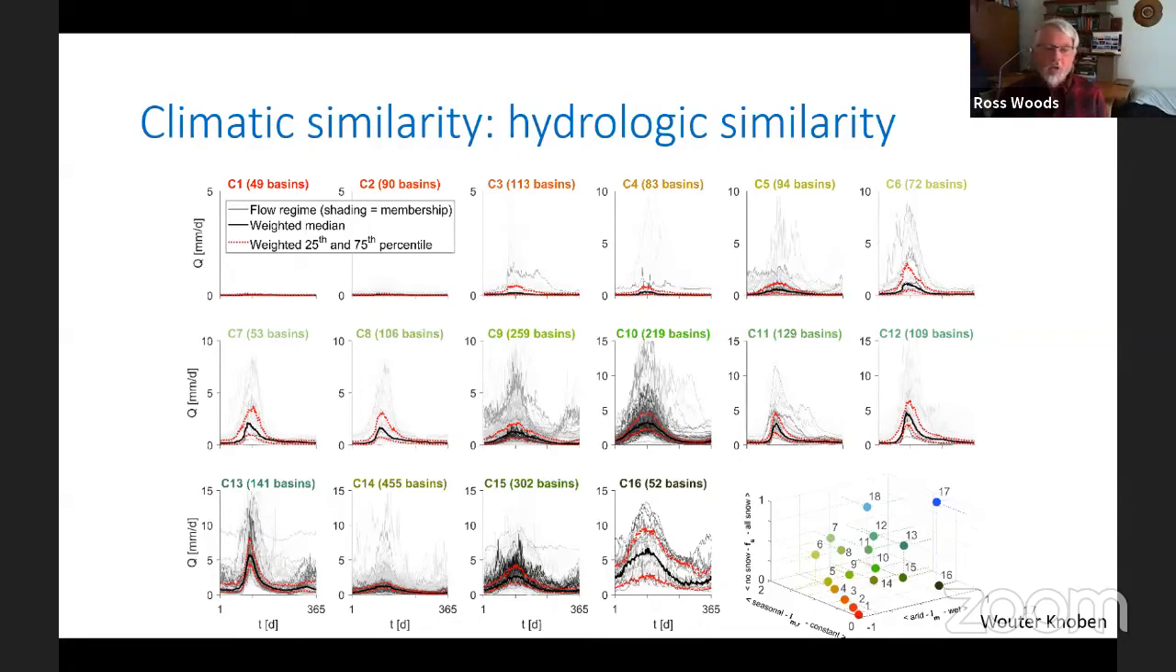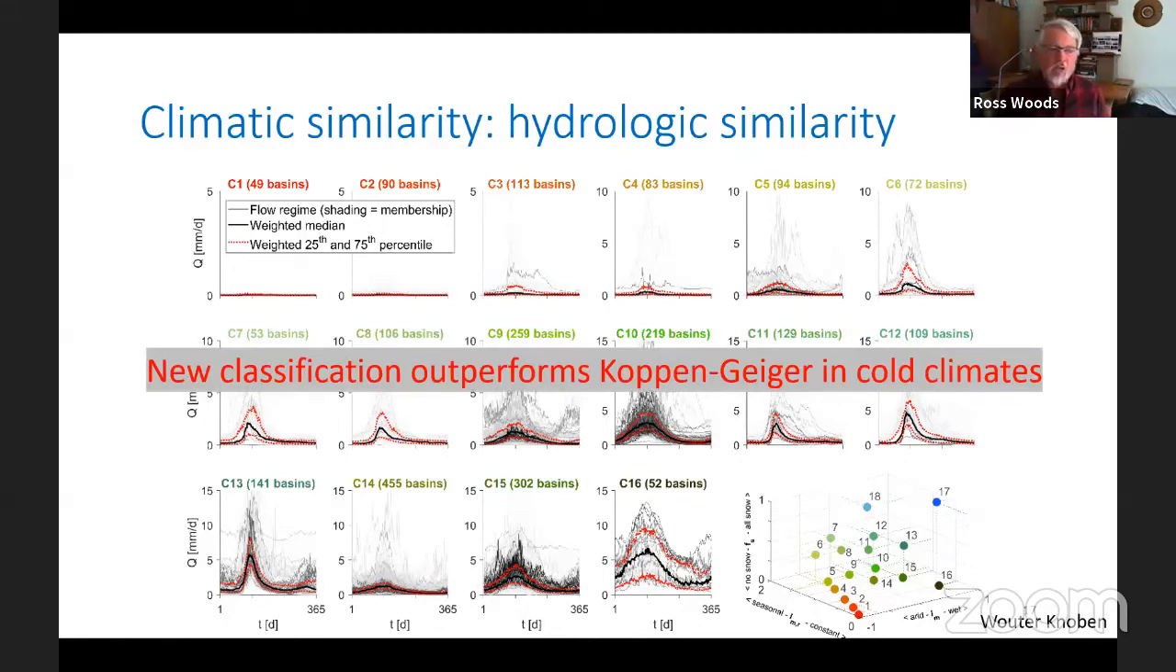And what we found was that river flows that were within the same climate class tended to be quite similar to one another, and river flows that belonged to different climate classes tended to be quite different to one another. We tested this against the standard climate classification technique that's used globally, which is the Köppen-Geiger classification. And what we found was that this new classification outperforms Köppen-Geiger, particularly in cold climates. So if you've been doing work on the hydrology of cold climates and finding that your climate classification isn't doing the job you wanted it to, maybe you should have a look at this one.